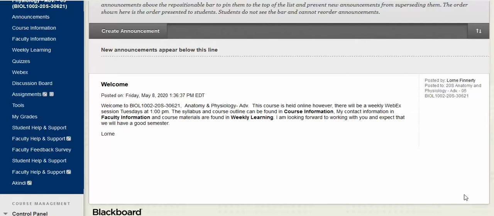Now, additionally, each week there will be a Webex session, and they will be held Tuesdays at 1 p.m. To reach them, you log into the Webex app. You'll have to download the Webex app. My room is Lauren.Finnerty, my first and last name, which is the same as the first part of my email address.